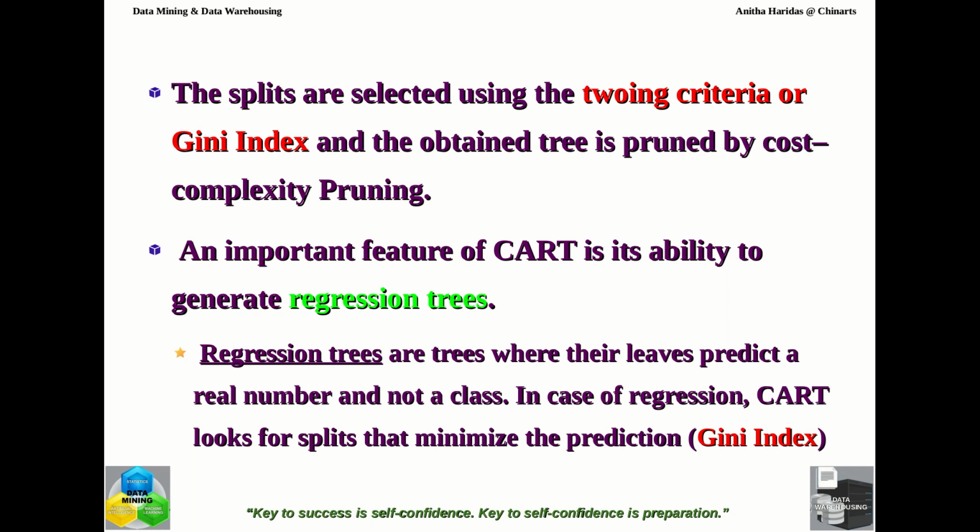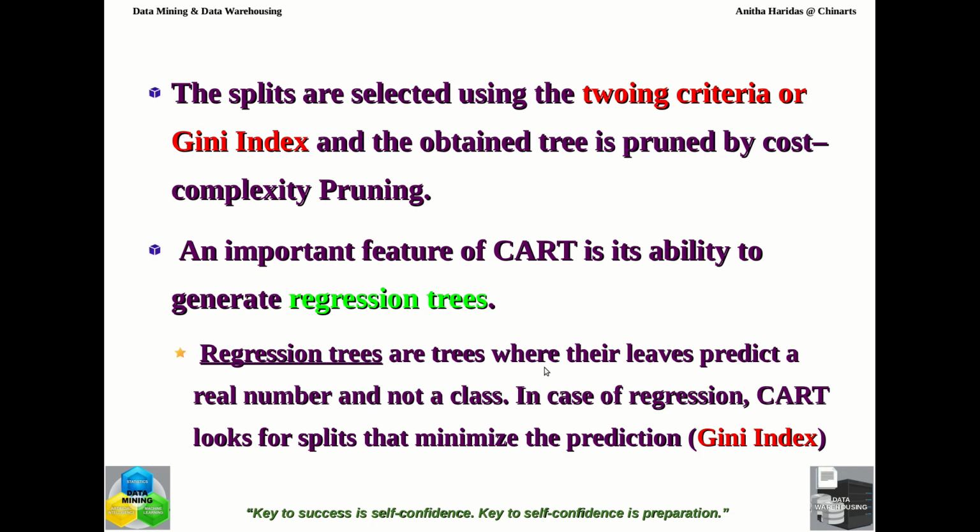Say for example, it will be generating n number of trees and the error rate of all these trees will be calculated, and whichever tree is having the smallest error, that tree can be considered as the best tree. That is what you call cost complexity pruning. And a very important feature of CART is it is not only used for classification trees, but it is also used for generating regression trees.